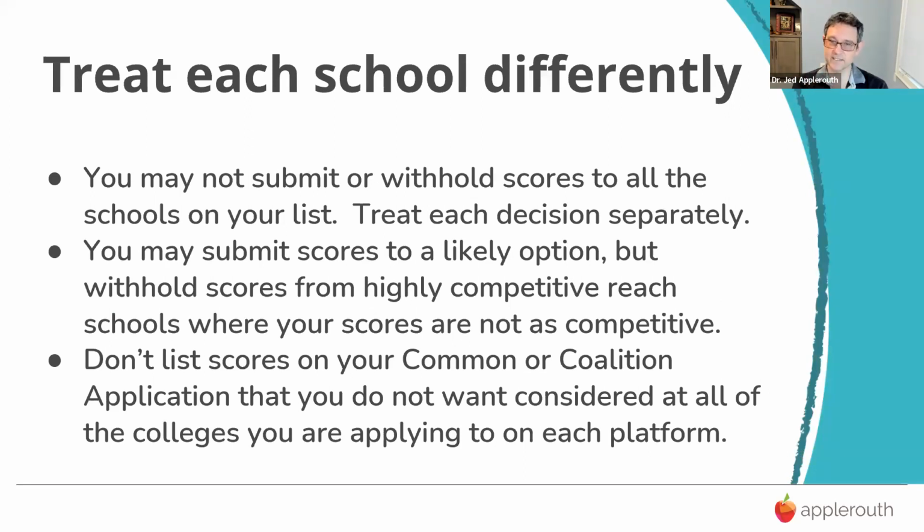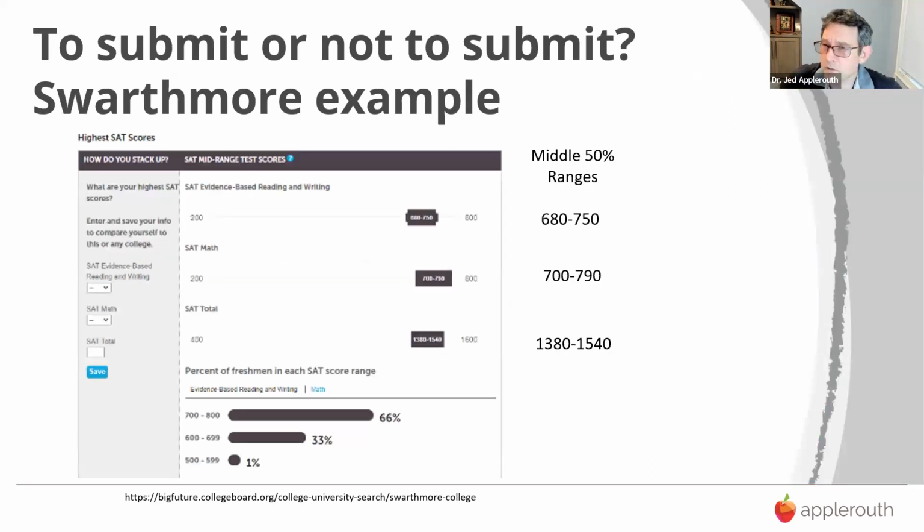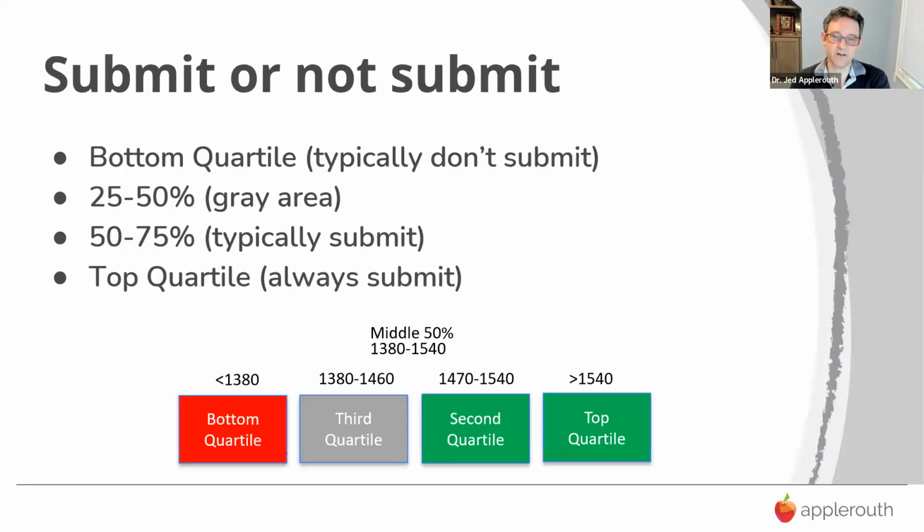Do I send scores or not? Be thoughtful and look at their numbers. Here's an example, like a Swarthmore. Their middle 50 for kids who get into Swarthmore and actually matriculate is between a 1380 and 1540. So if I get a score, the whole thing is, do I submit it? Now, if I have a score over 1470, send it. That's a good score. It'll strengthen.